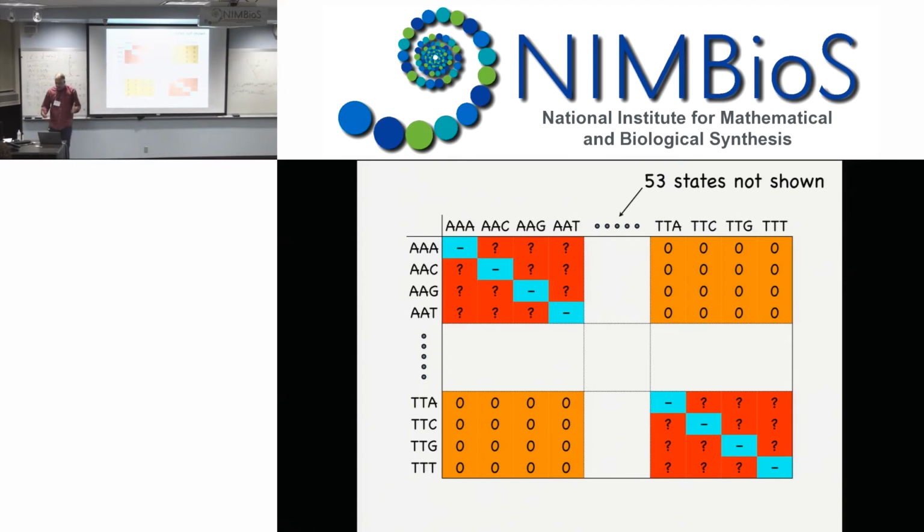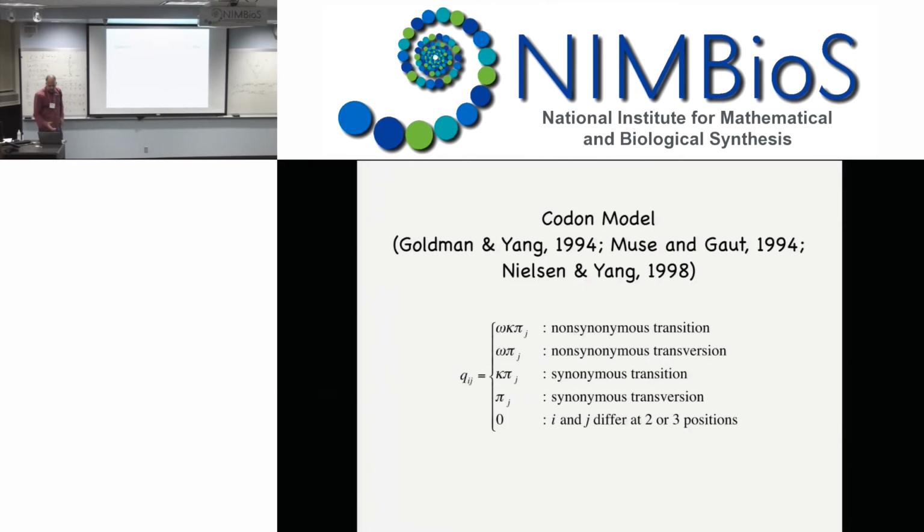So how do you specify these models? Well, there's a bunch of different ways you can do it. But here's a model that was used by Nielsen and Yang in '98. Once again, you put a 0 in the cell if the 2 codons, the starting and ending codon, differ at 2 or 3 positions.